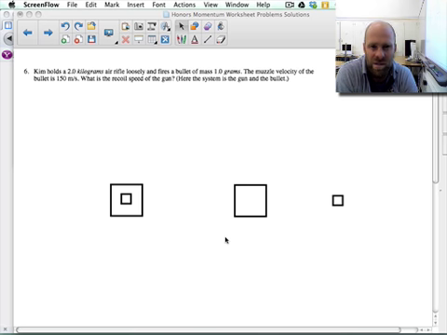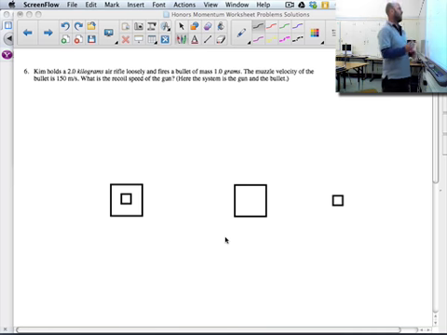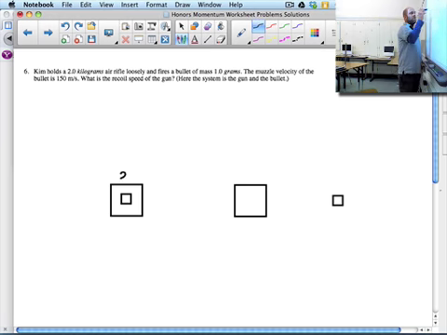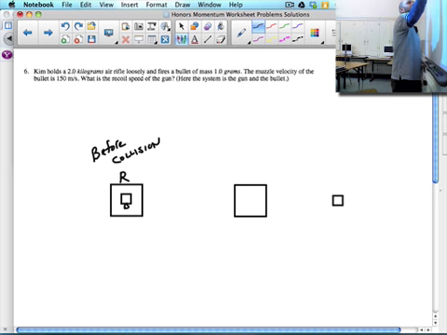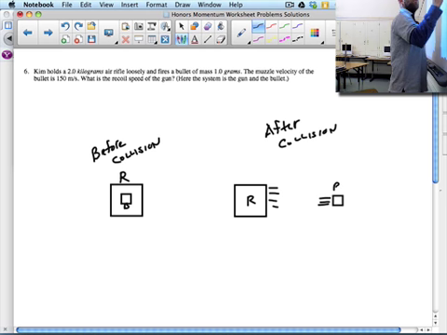And it says here the system is the gun and the bullet. So we're just going to ignore Kim. After all, she's holding the air rifle loosely. And I drew some boxes to represent this. The big box would be the rifle, and the small box would be the bullet. And then this is before the collision. And then after the collision, we have the rifle moving to the left, the bullet moving to the right.